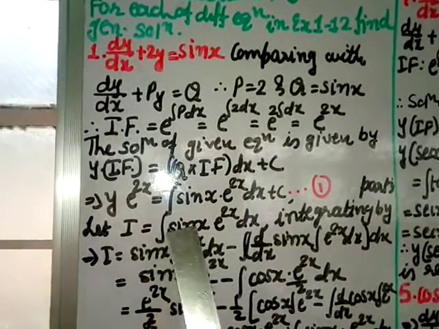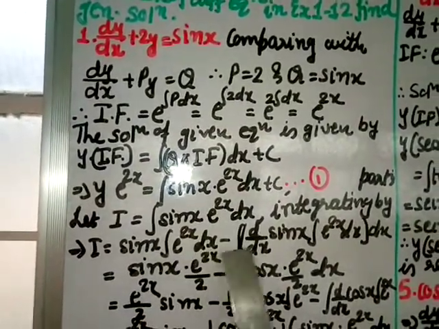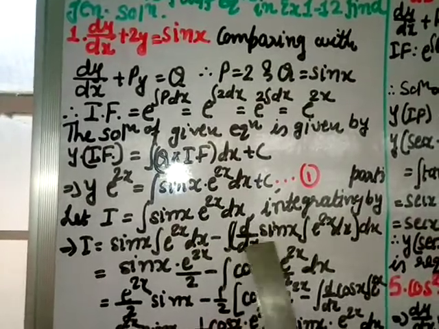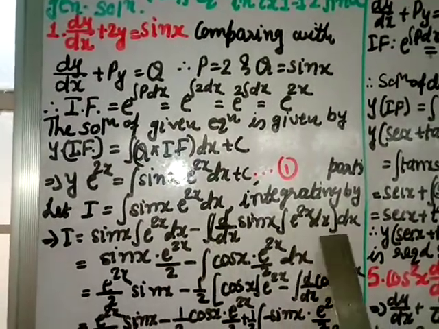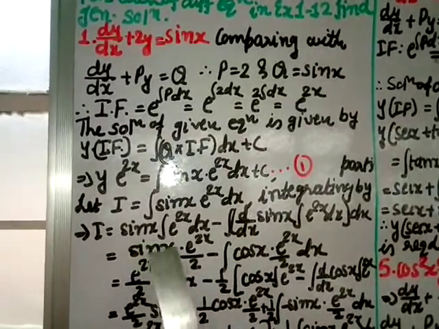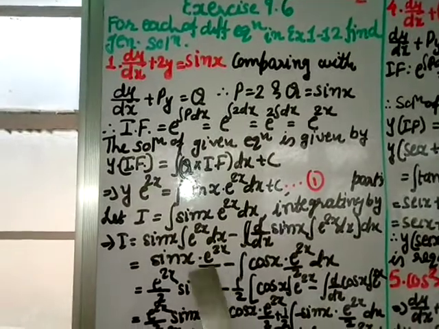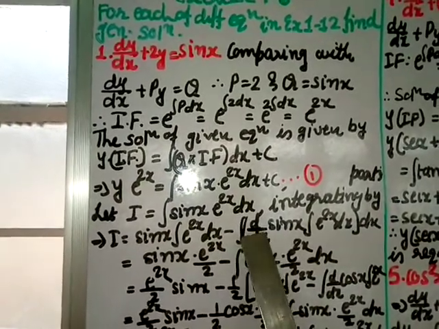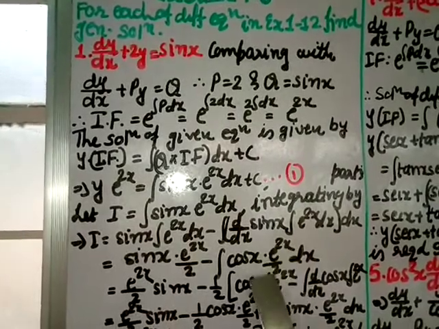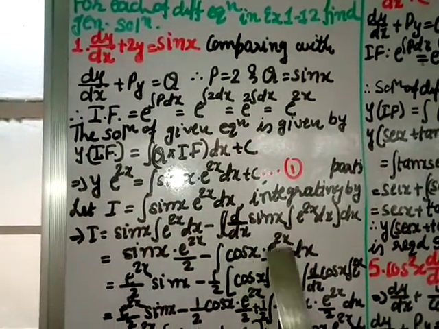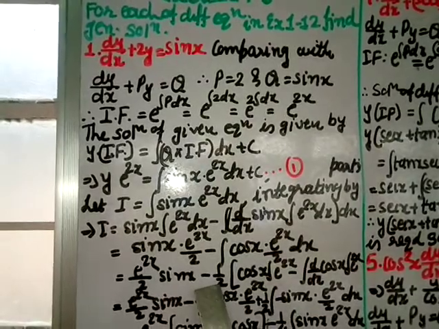So sin x as it is, ∫e^(2x) dx, minus ∫ of the derivative of sin x, that is d/dx of sin x, into ∫e^(2x) dx, and integrate the full thing. Sin x as it is, the integral of e^(2x) is e^(2x) divided by the coefficient of x, that is 2, minus the derivative of sine, which is cos, into the integral of e^(2x), which is e^(2x)/2, dx. Again you have to integrate, and we'll again integrate by parts. This 1/2 I am taking outside.